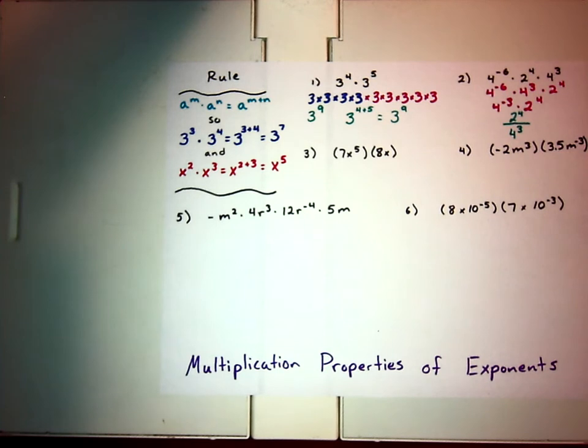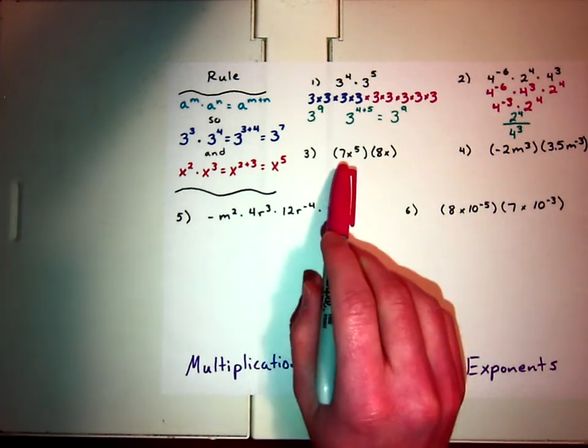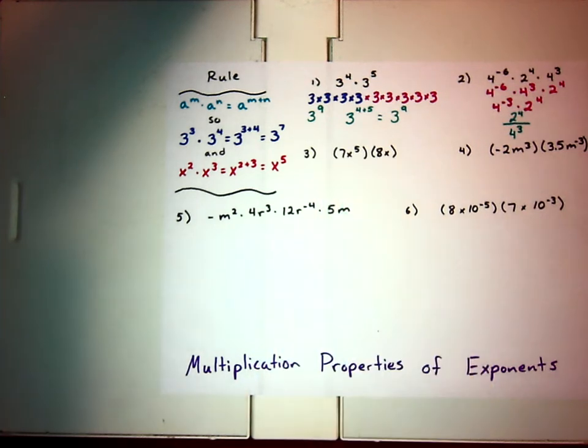Moving on to number 3, that gives us another type of problem where we are starting to see coefficients come in, right? That coefficient is the numerical value in front of a variable. So it's 7 times x to the fifth power, or we have 8 times x. And that x would just be to the first power, right? It's x to the first power.